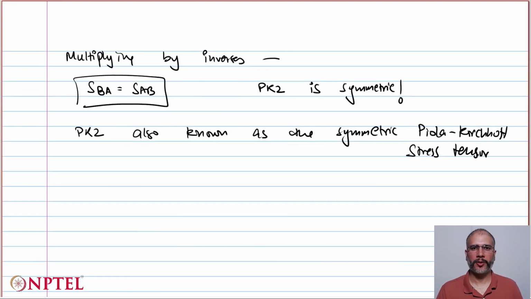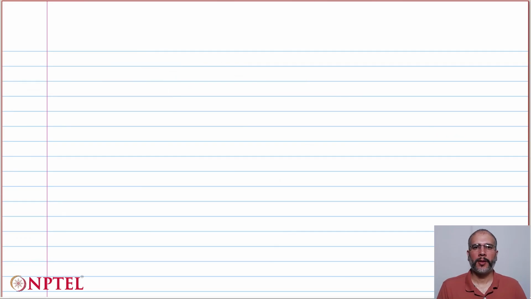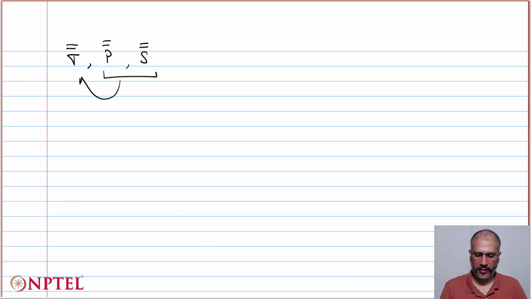And since PK2 is symmetric, it is also known as the symmetric Piola-Kirchhoff stress tensor. So now we have three stress tensors: the Cauchy stress tensor, the Piola-Kirchhoff stress tensor 1, and the Piola-Kirchhoff stress tensor 2. And the question is, is there a relation between these? Of course, we saw a relation between P and S, but are they related to sigma? And the answer is yes. Let us see that relationship.